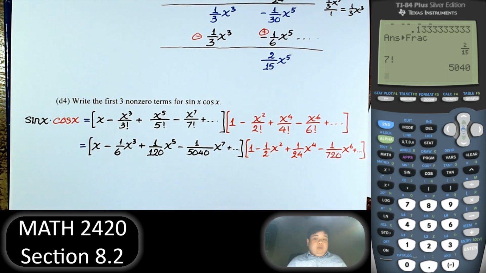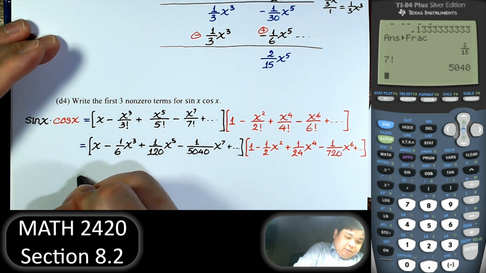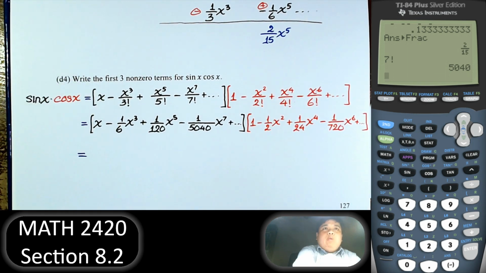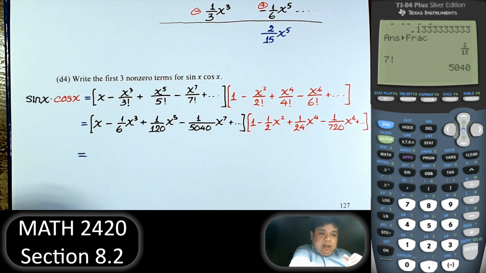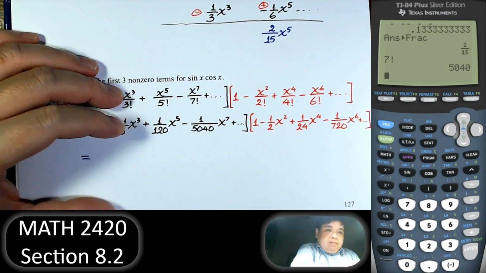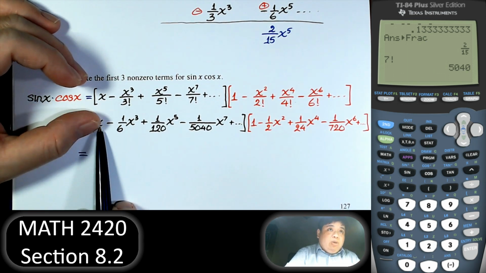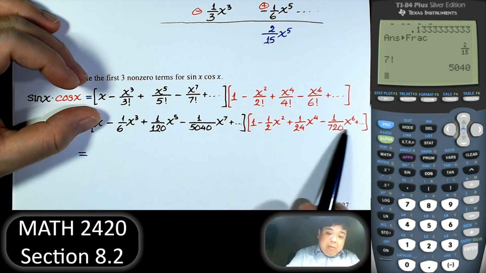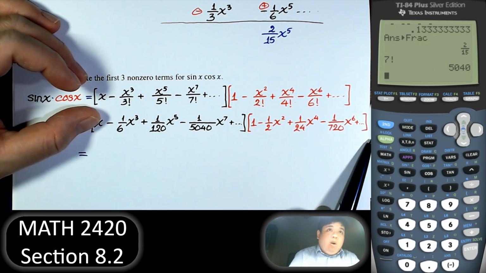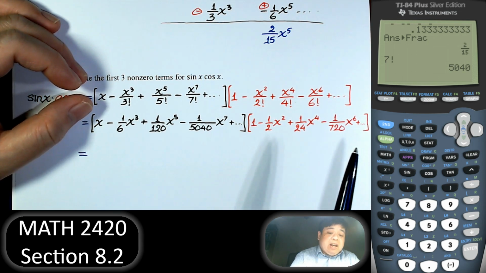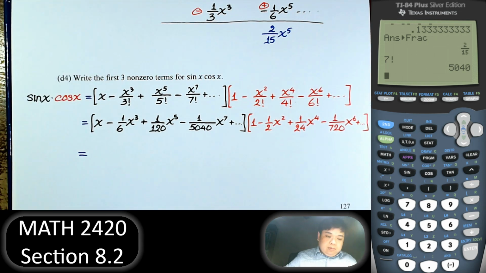Right, now multiply. When we multiply, can we have any constant? And the answer is no. If we start with x, the lowest power is 1. If we take x multiplied by any of this, we won't be able to get a constant. So the lowest possible one is we just have x. So take x times 1.